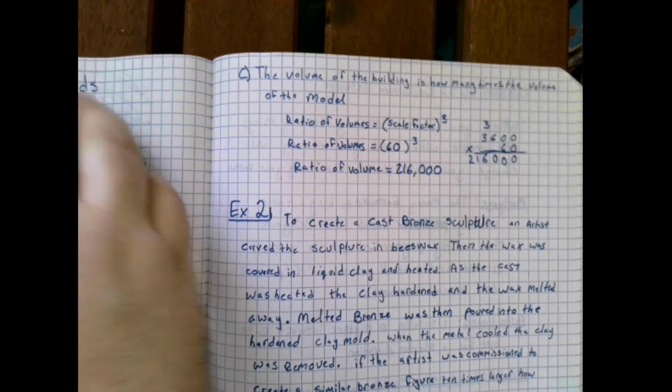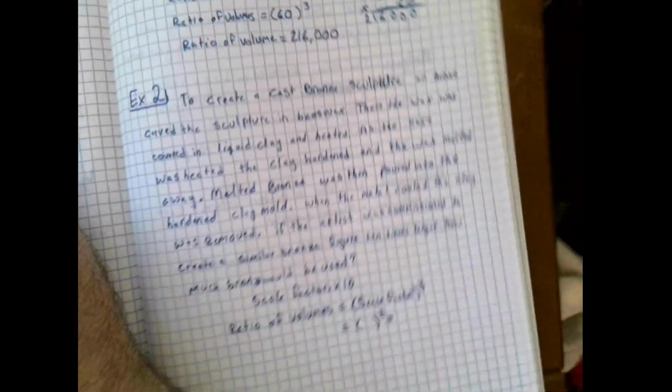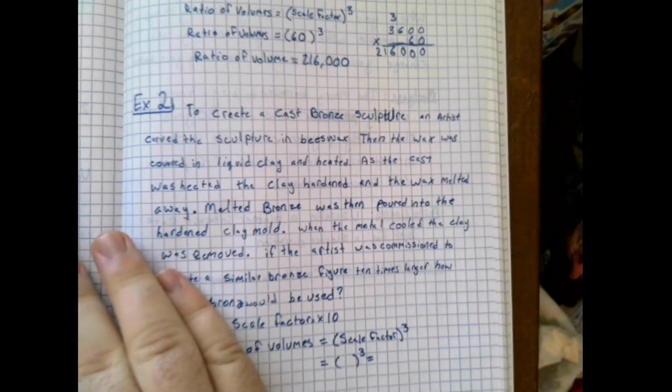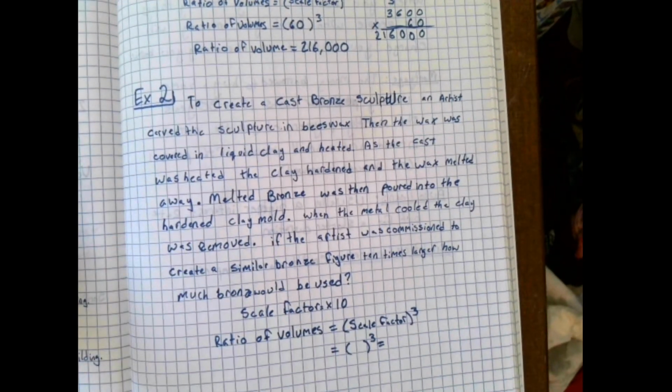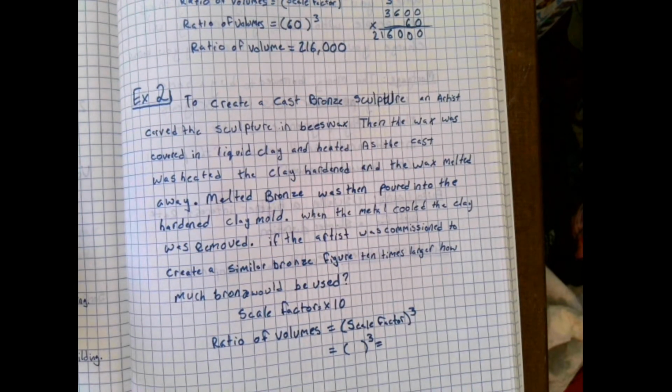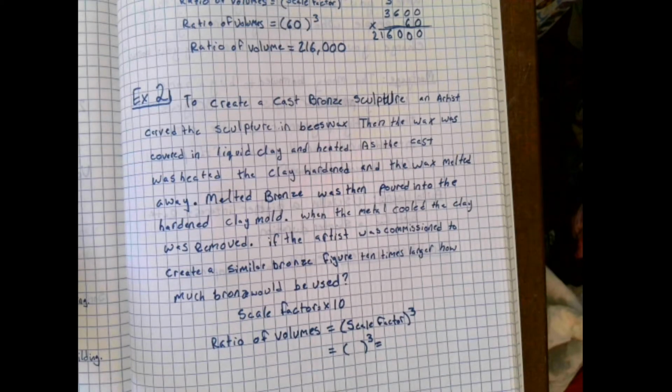Now, example 2 talks about an ancient sculpture. It says that to cast a bronze sculpture, an artist carved the sculpture in beeswax first. Then the wax was covered in liquid clay and heated. As the cast was heated and the clay hardened, the wax melted away. Melted bronze was then poured into the hardened clay mold. When the metal cooled, the clay was removed. If the artist was commissioned to create a similar bronze figure 10 times larger, how much bronze would he use?